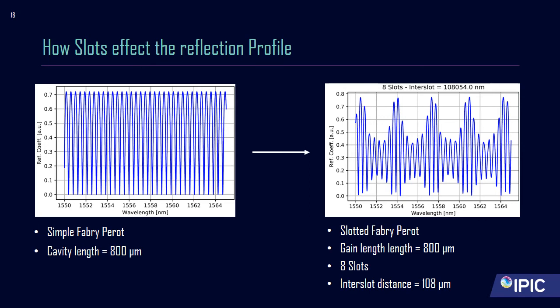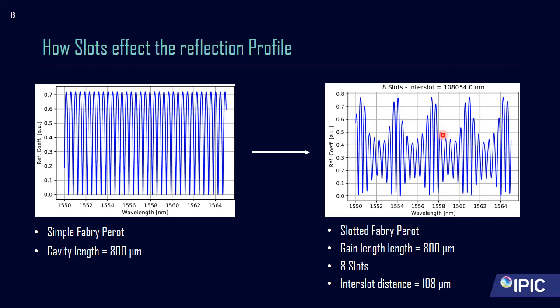Here's an example of just how it warps. On the image on the left, it's similar to what I showed you earlier. It's the reflection profile of a Fabry-Perot that's 800 microns long, has multiple modes, none dominating over the other. This is the amount of wavelengths that are confined in a cavity. However, when we introduce these slots, as you can see here, I introduced 8 slots with an interslot separation of 108 microns. Now what this did is these smaller modes, which were initially generated by the gain length of 800 microns, are suppressed by the larger modes created by the slots.